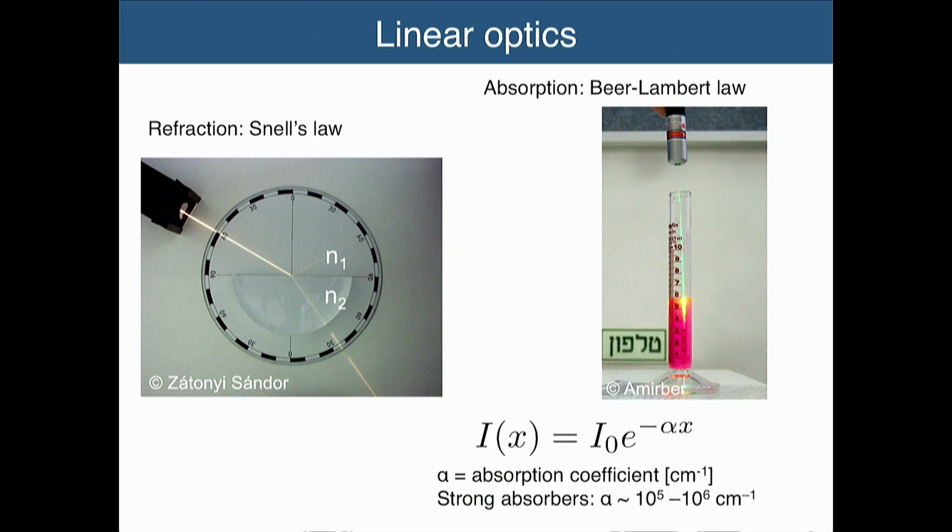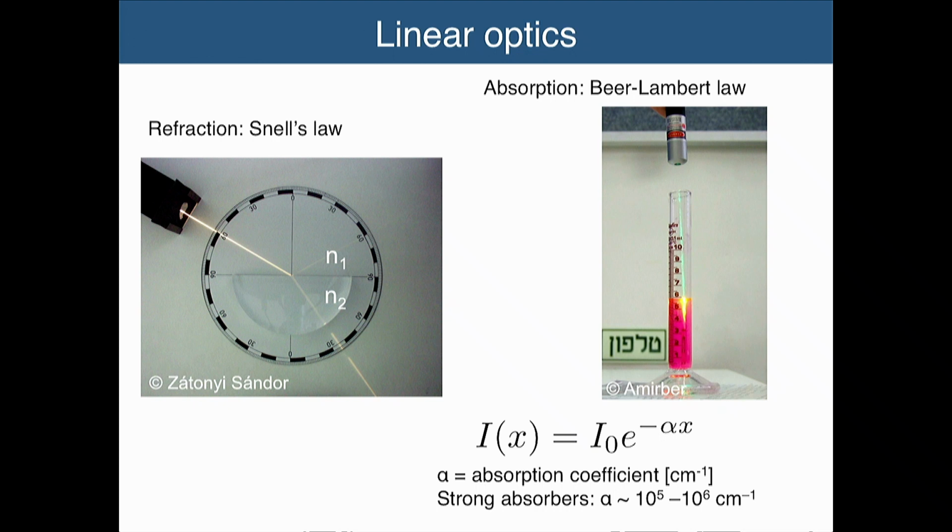All right, so we come back to discuss a little bit about linear optics, just to introduce the coefficients that we're going to calculate today. Linear optics primarily deals with refraction and absorption. Here's an example of Snell's law. The refractive index tells you how light bends when it crosses from one material to the other. And for absorption, here's an example of a laser pointer pointed at a solution, and you see this exponential decay of the intensity of the beam as it gets absorbed in the material.